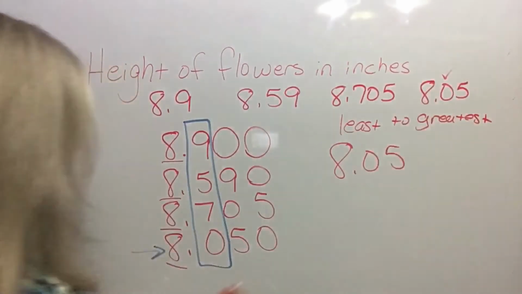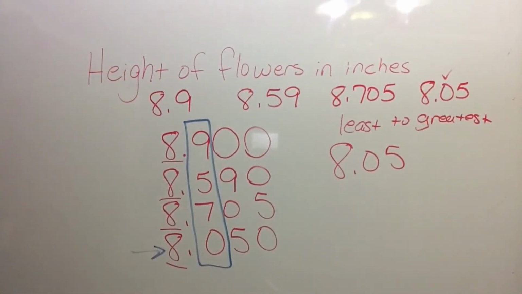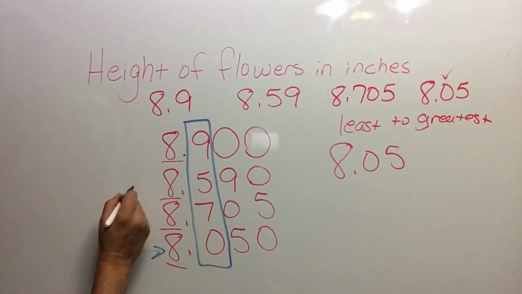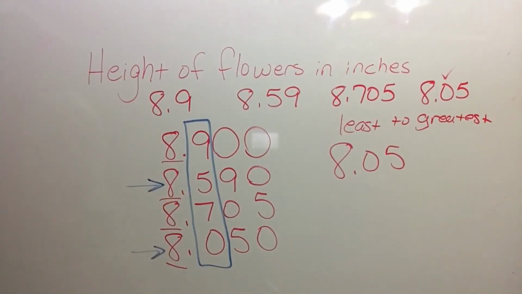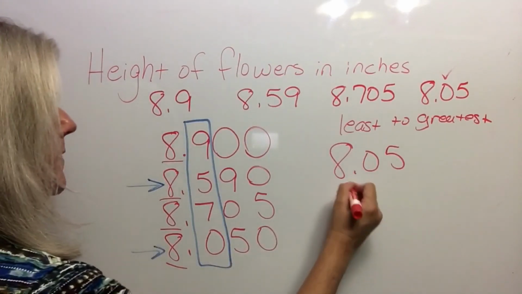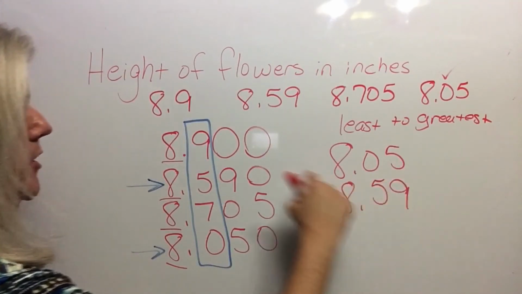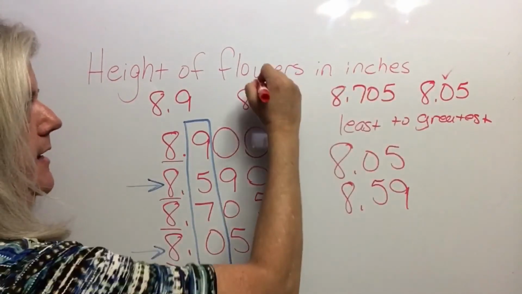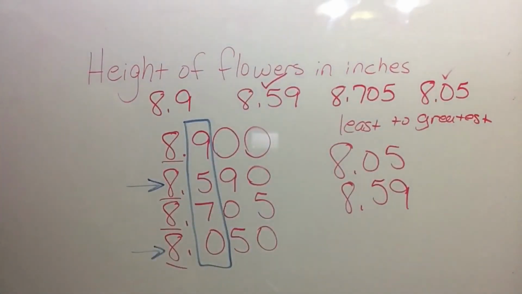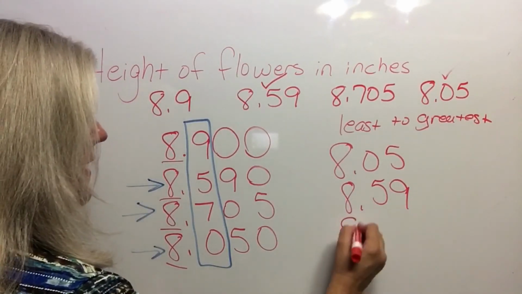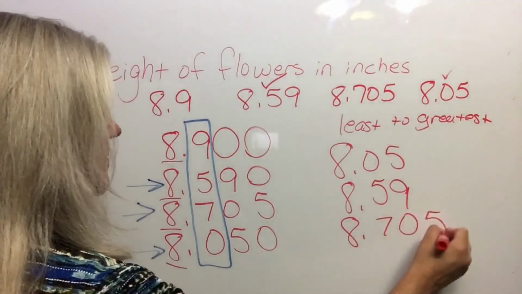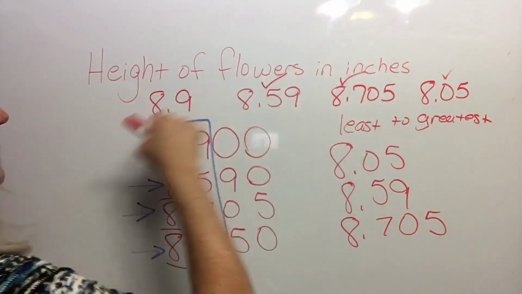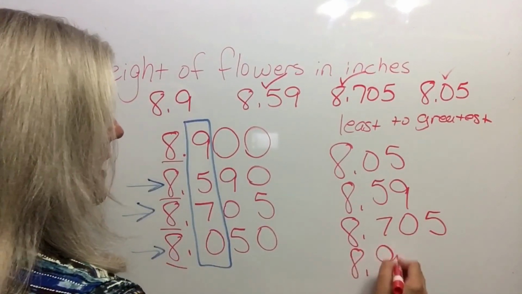and 5/100. And then we can see that 8 and 59/100 would be next. And notice I took the zeros off that I annexed. I went back to my original problem. And then third would be 8 and 705 thousandths. And then last would be 8 and 9/10.